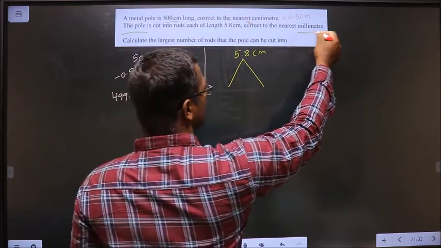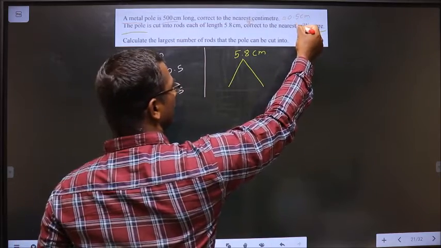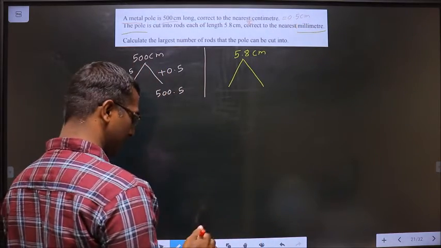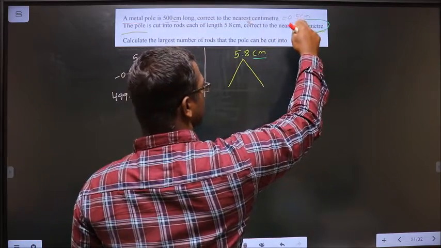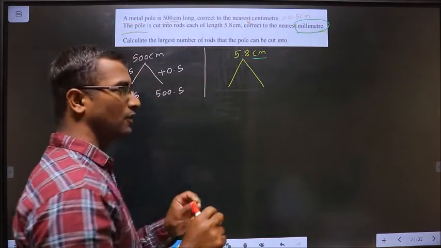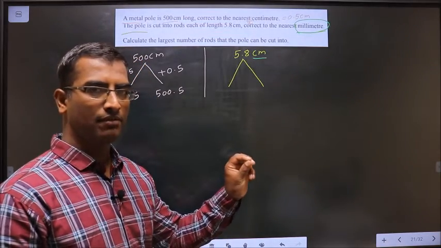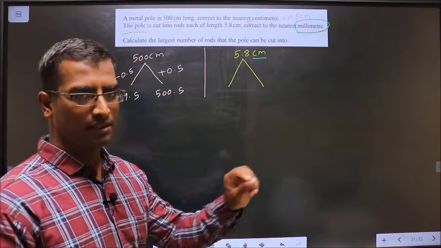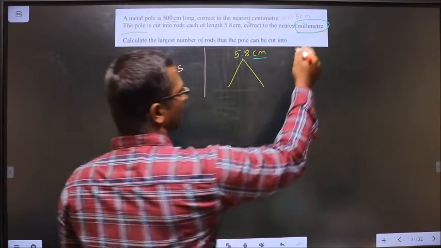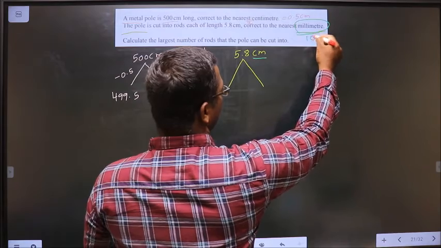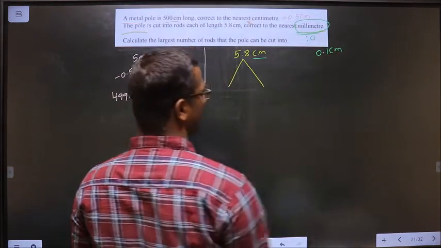Correct to the nearest millimeter. That means 1. Here the catch is, this is in centimeters and this is in millimeters. Units of both have to be same. So I will convert millimeter to centimeter. And how do I do that? By dividing with 10. So divide with 10. I get 0.1 cm, centimeter.